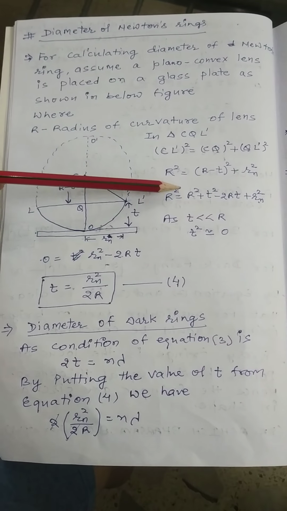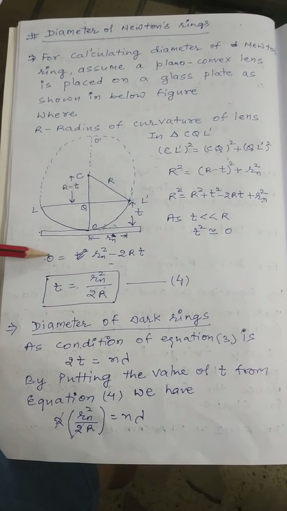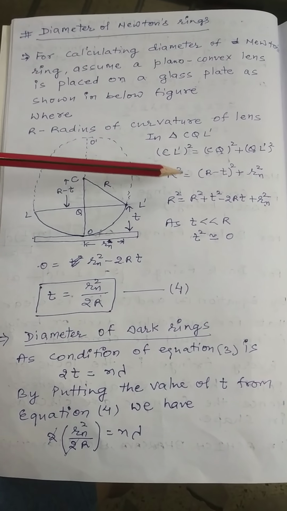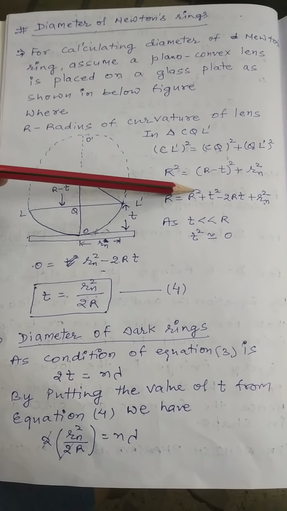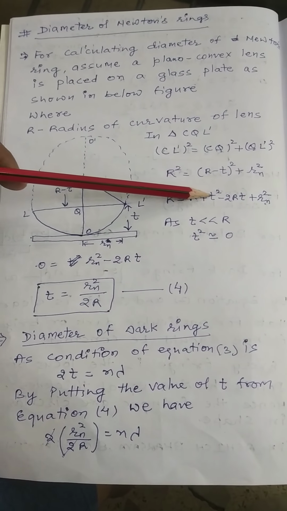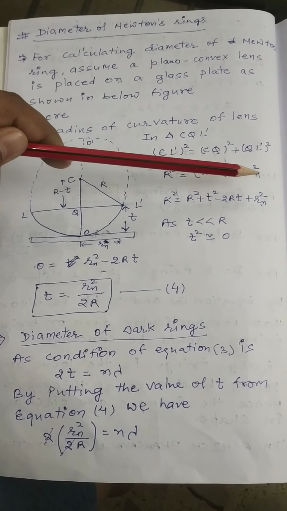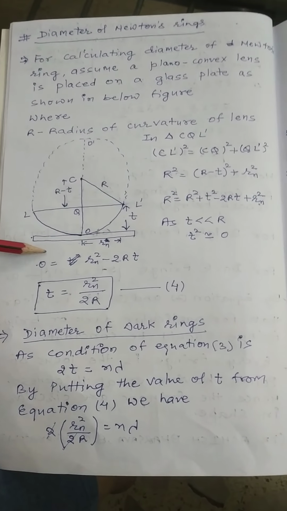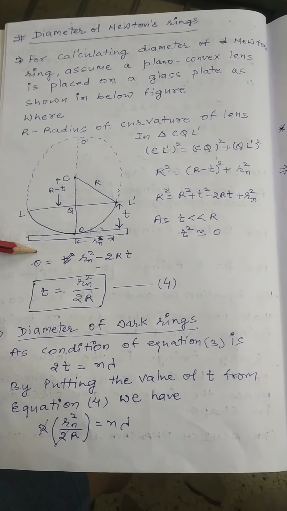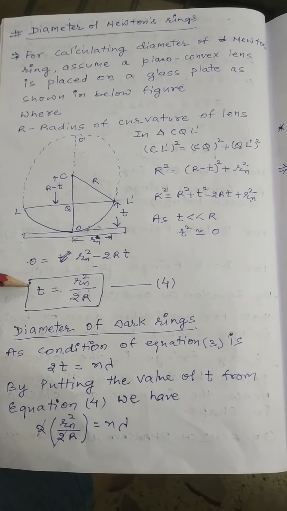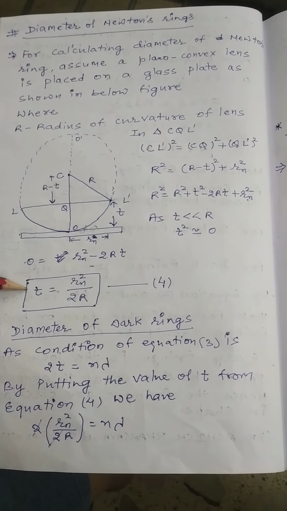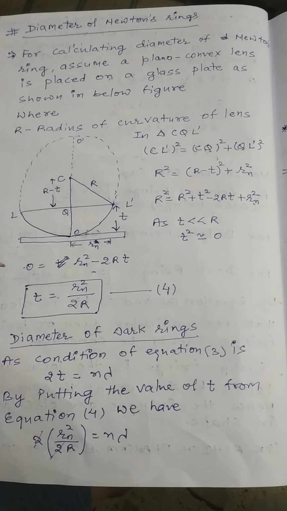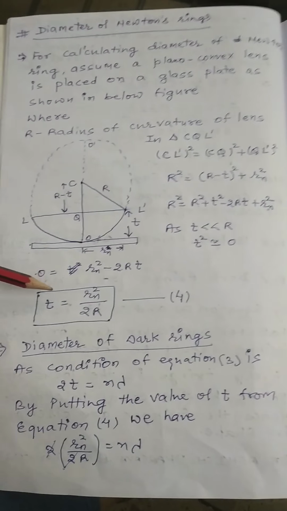So the equation can be written as zero, meaning R square cancels with R square, and t square is very small. Then we can say that rn square is equal to 2Rt. Then the equation can be converted into this, and the value of t can be given by this. Suppose this is equation 4. In the previous section we have given equation numbers 1, 2 and 3.